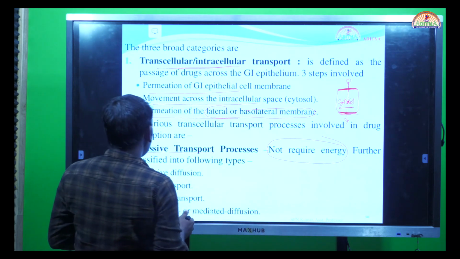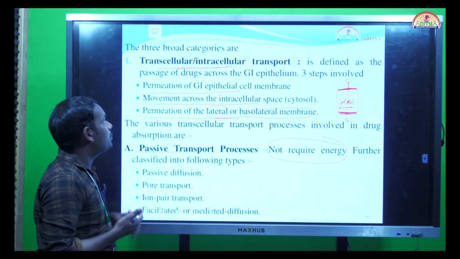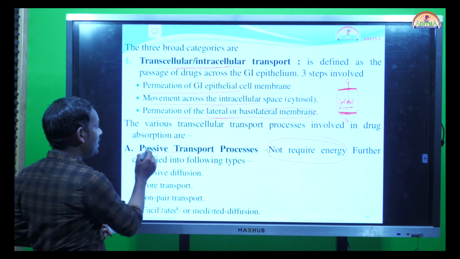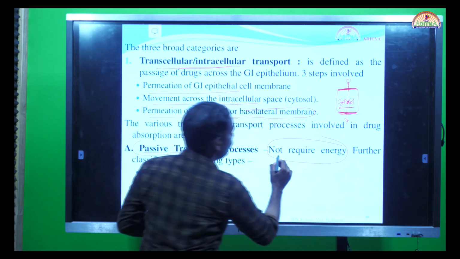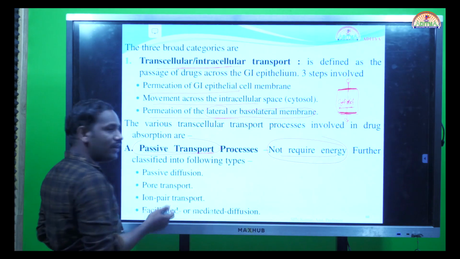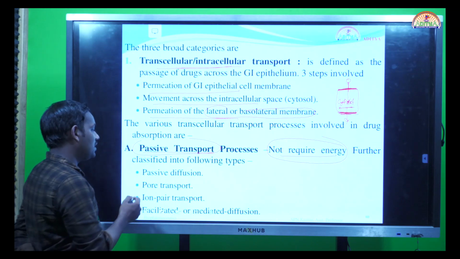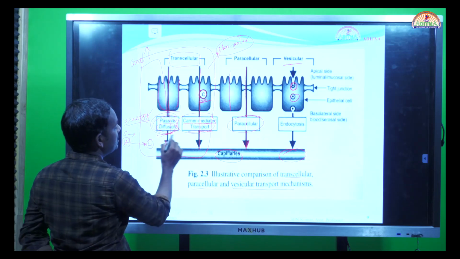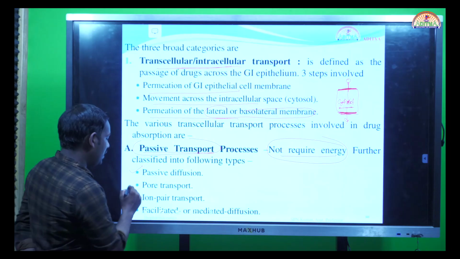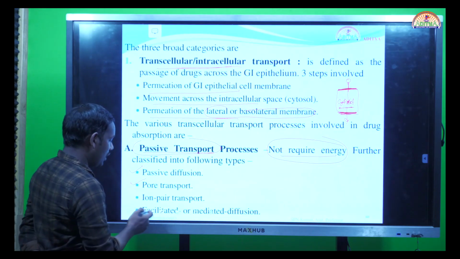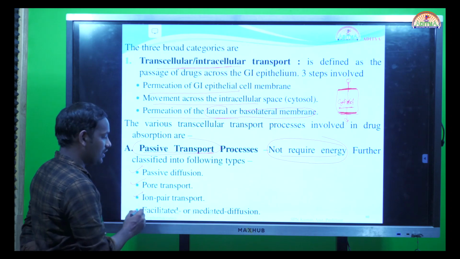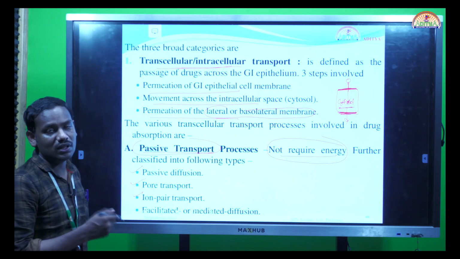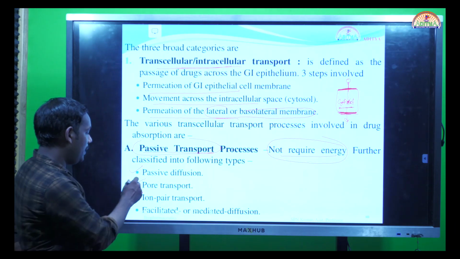Next, how can this transcellular transport be further classified? It can be further classified as passive transport. As I said, it does not require energy. How can it be further subclassified? It can be subclassified as passive diffusion, which we have seen in the previous slide. The other one is pore transport, we'll see shortly what it is, then ion pair transport, and facilitated. So just remember the side headings. The mnemonic to remember all these processes is PPIF.